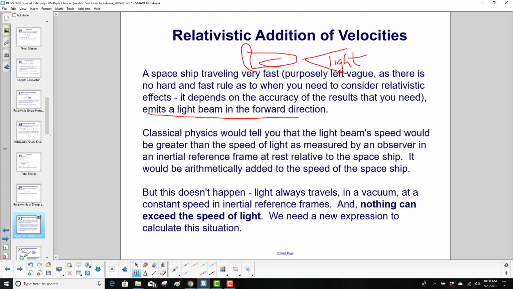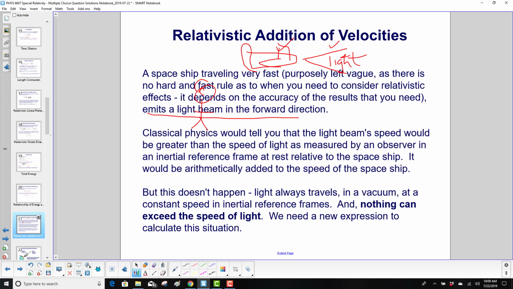Classical physics would tell you that the light beam's speed would be greater than the speed of light as measured by an observer in an inertial frame at rest relative to the spaceship. So if I have somebody over here and they're watching this, they think that light is going to be the sum of the speed of light plus the speed of this spaceship that's going very, very fast. However, that doesn't happen. Light always travels in a vacuum at a constant speed in any inertial reference frame. Nothing can exceed the speed of light. So this person down here observes the light going at the speed of light, 3 times 10 to the 8th meters per second, and so does a person on the spaceship. He or she also measures it at 3 times 10 to the 8th meters per second.